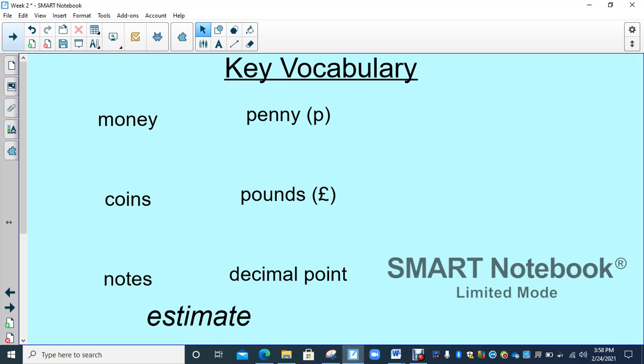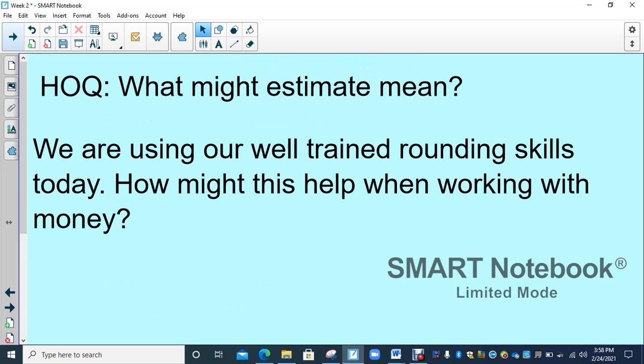Okay, so we've got our key vocabulary, which you'll recognise is very similar to yesterday, but can you notice something which is different? And you're right, today, very key to what we're doing is to estimate. Now, what might estimate mean? What do you think it means? Pause the video and have a think.